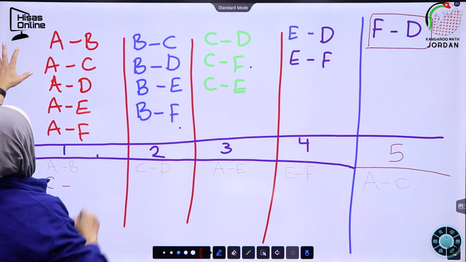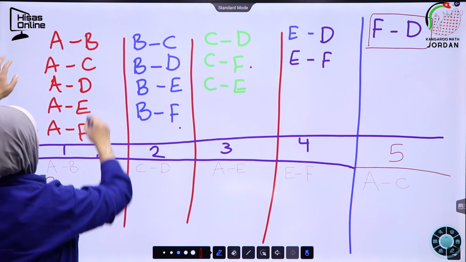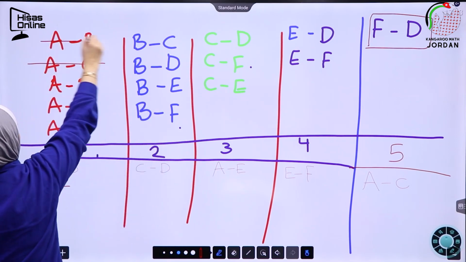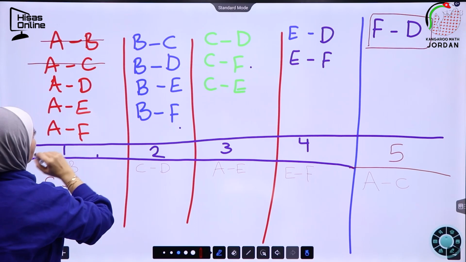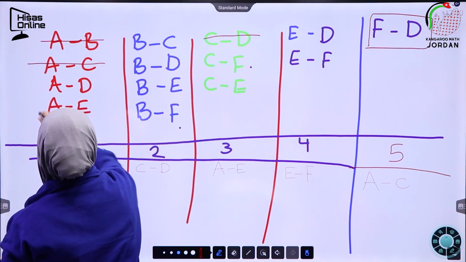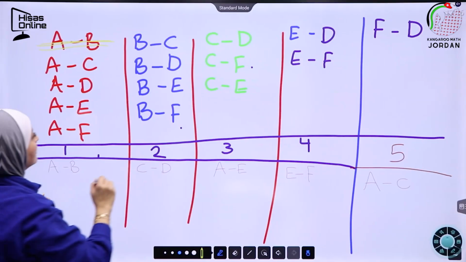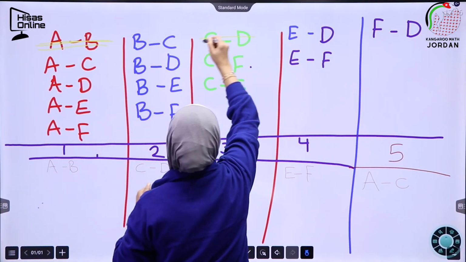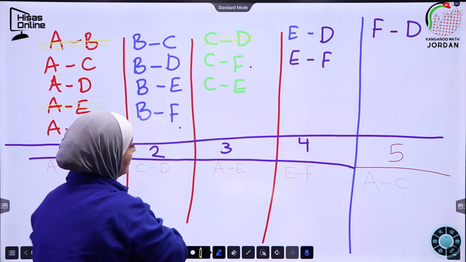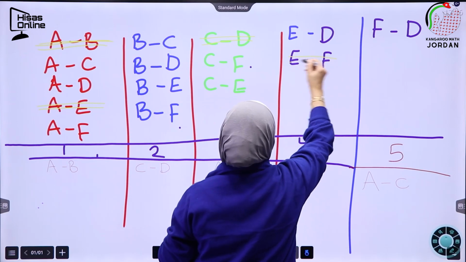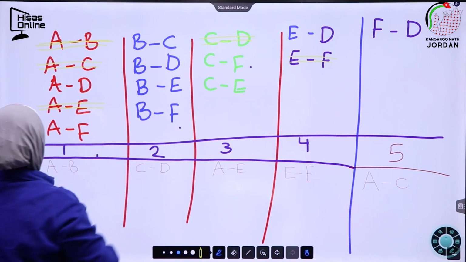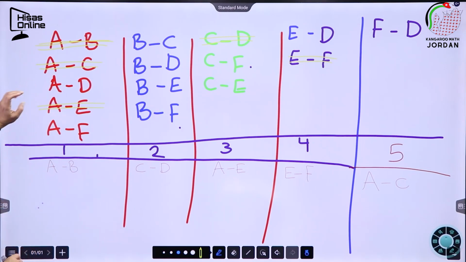Let's see. Here it's played with A. So let's cross this out. And I will cross out everything we have here. A, B, and AC. C, D, AE. Okay. And CD is cancelled also. And AE is cancelled. EF is cancelled. And AC is cancelled. Okay, from this option, we have A with D.